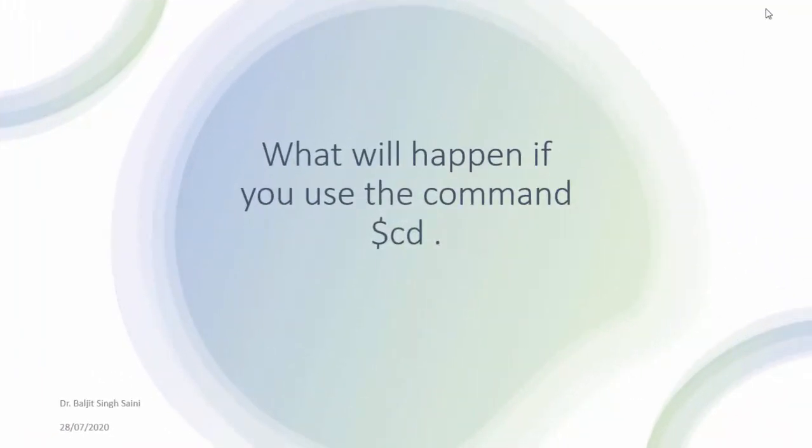Now let us test ourselves by answering a few questions. The first question is, what will happen if you use the command cd space dot? The answer is pretty simple. It will keep you in the current directory itself. Why? Because dot refers to the current working directory. So cd space dot means shift to the current working directory, hence your working directory will not change.